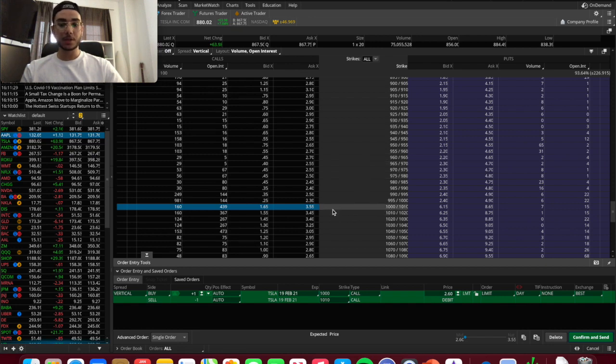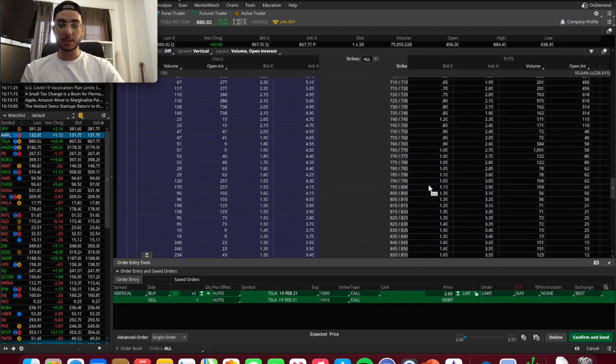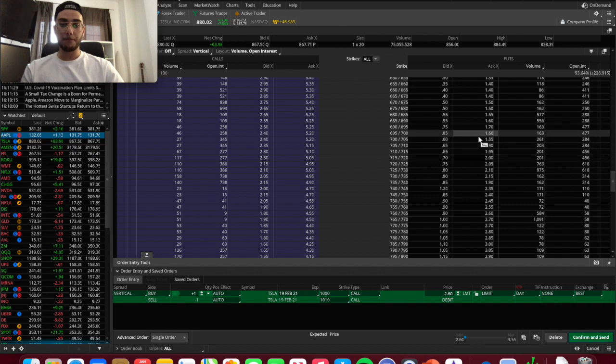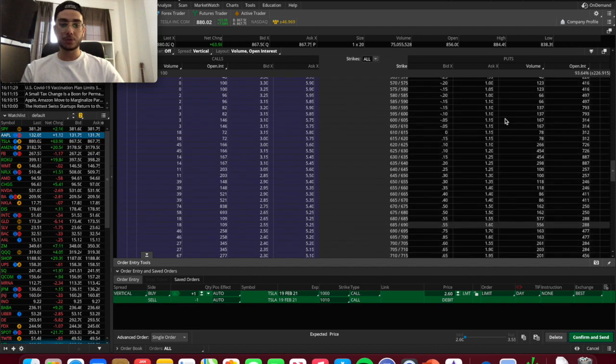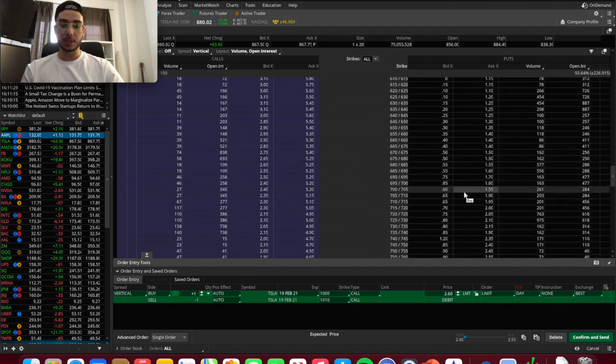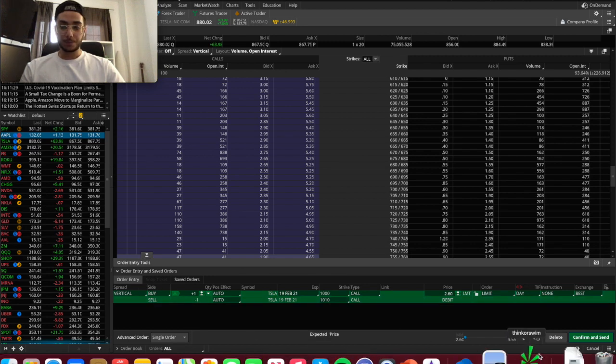So yeah, this is about spreads. And as I said, if you want to do it on the put side, you would do the same. You just go, let's say, 700, 705. You're predicting Tesla is going to go down, and you just open a position here. All you're risking is $150. That's it. That's how you can do spreads.